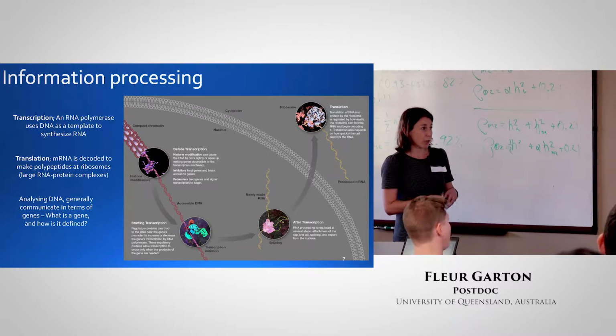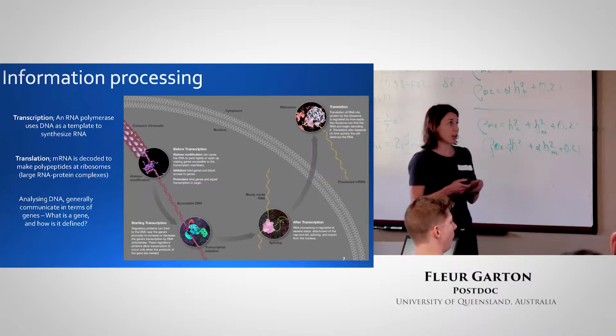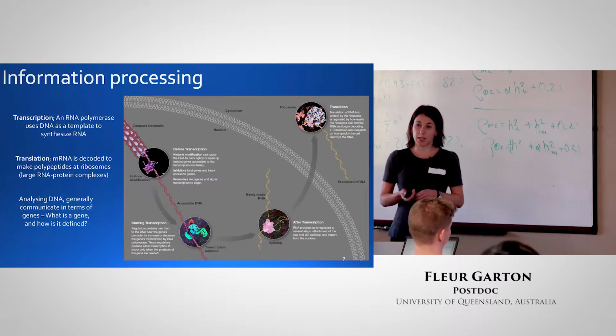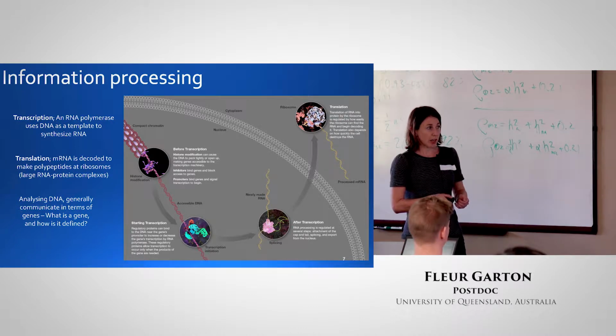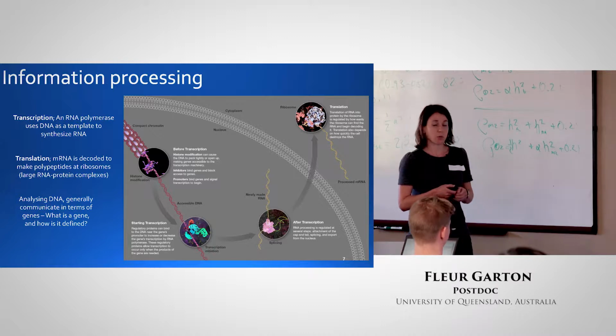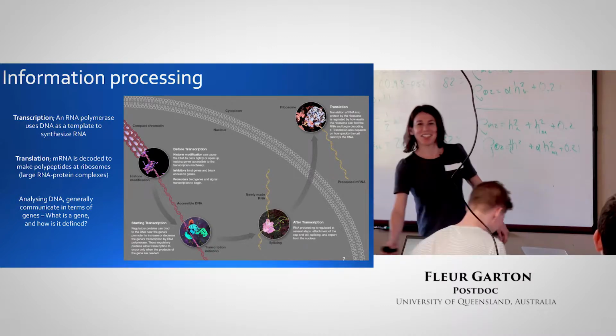DNA gets transcribed inside the nucleus, so this is where an RNA polymerase uses DNA as a template to synthesize RNA. Then this RNA actually gets exported outside of the nucleus, and this is where translation happens.